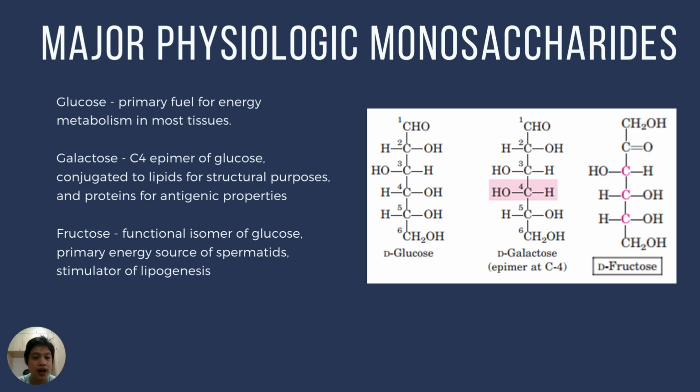Fructose is the primary energy source of sperm so that they can move, and fructose is a stimulator of lipogenesis, so that if you have the same number of calories taken in by the person, but one person takes in more fructose, even if you have the same number of calories taken in, because of the presence of fructose, that person will make a lot of fat because it is a stimulator of lipogenesis.